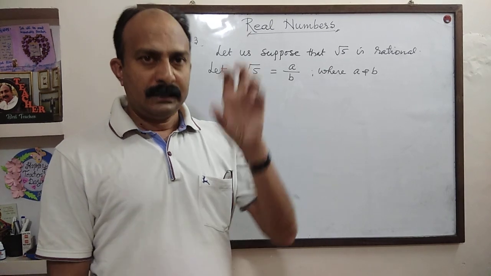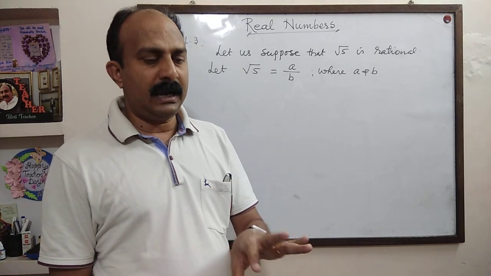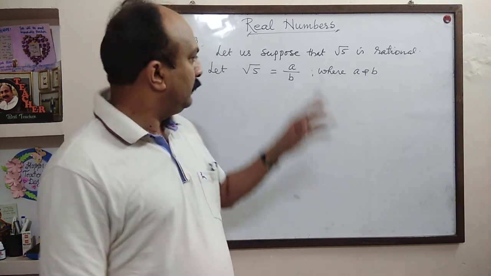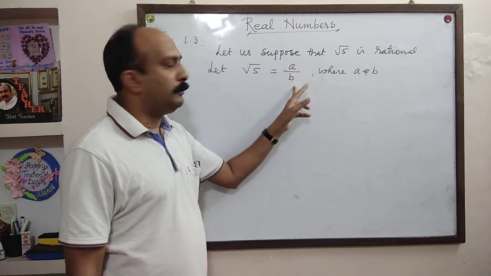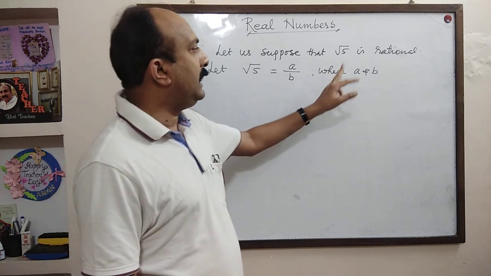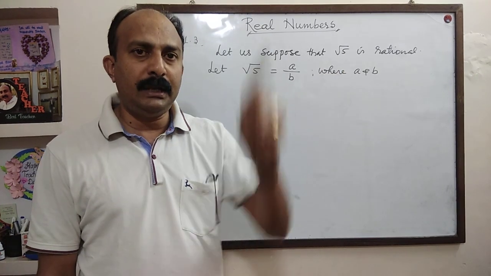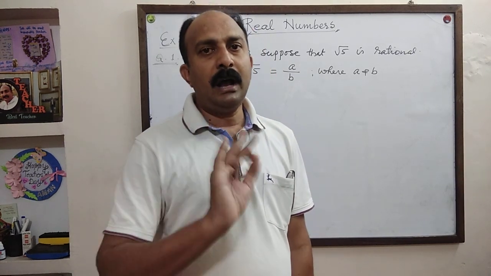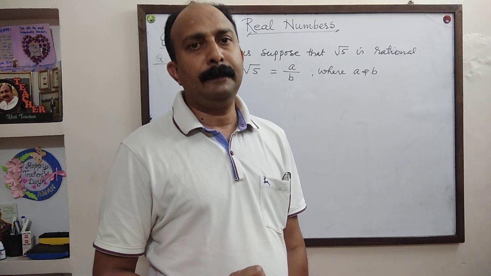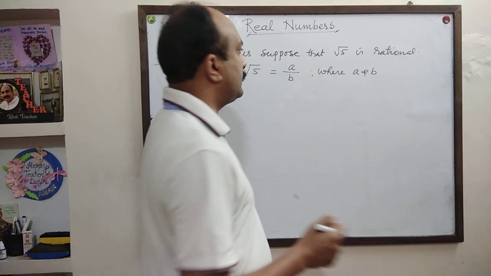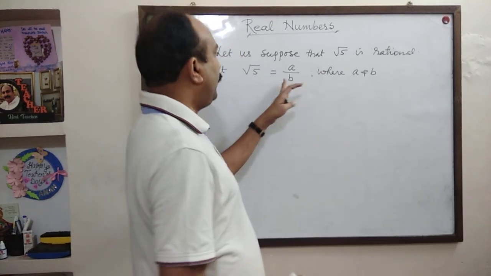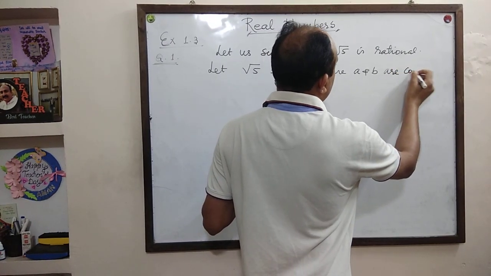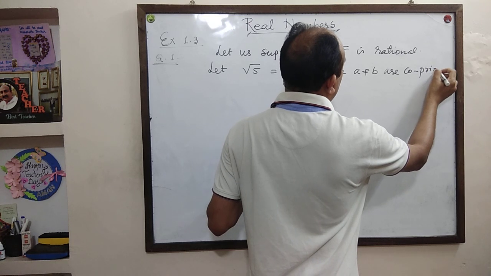So we know that the final answer of any rational number will be expressed in the simplest form. So here also A upon B is the simplest form. So A and B should not have any common factor between them. The two numbers having no common factor between them are called co-primes. So here let root 5 equal A upon B, where A and B are co-primes. Co-primes means having no common factor.